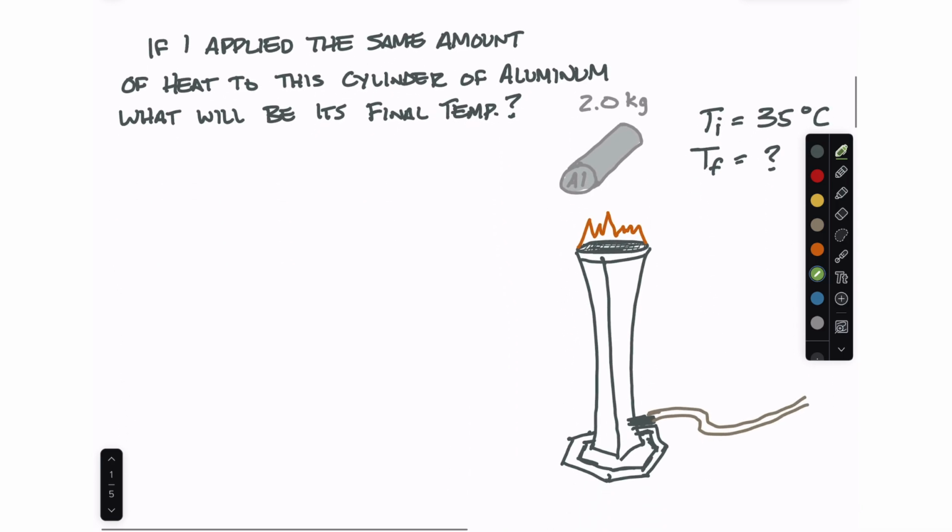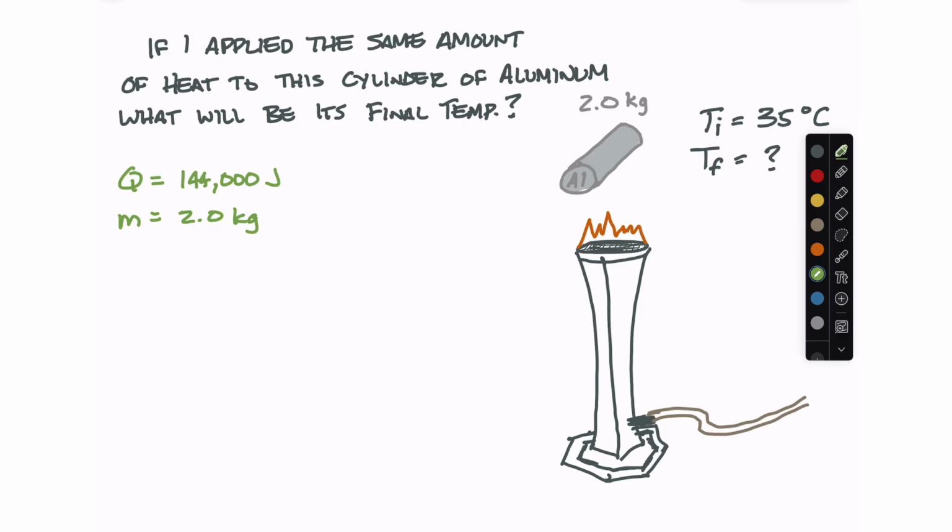Let's try one more. It says if I applied the same amount of heat, that's 144,000 joules of heat to this block. This block is the same mass. It's also 2 kilograms. But this is a cylinder of aluminum instead of a chunk of iron. So let's look up the specific heat capacity for aluminum, and I'll put a little AL there so I remember.